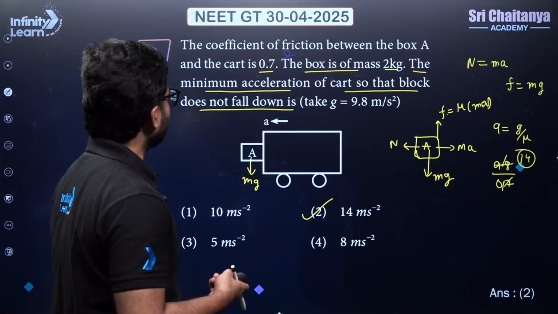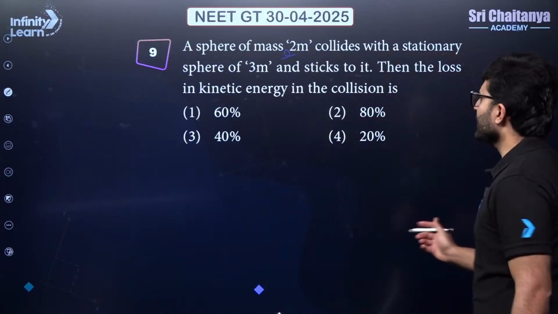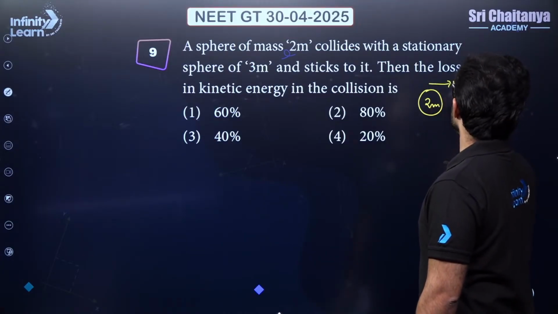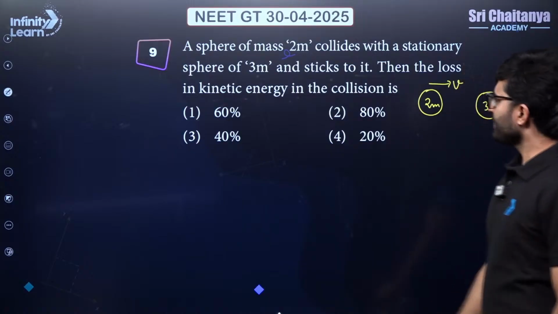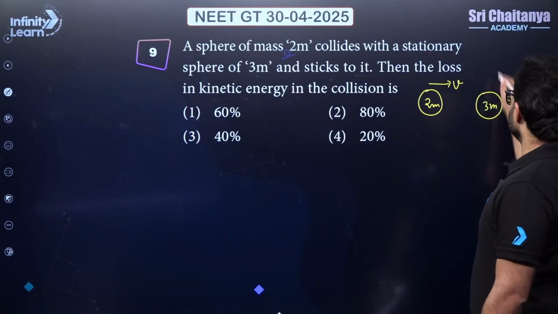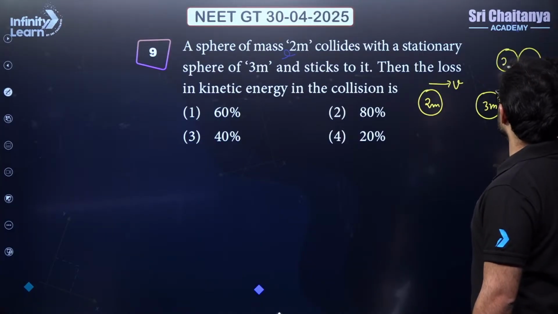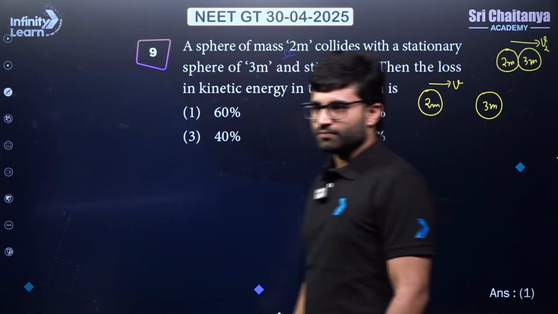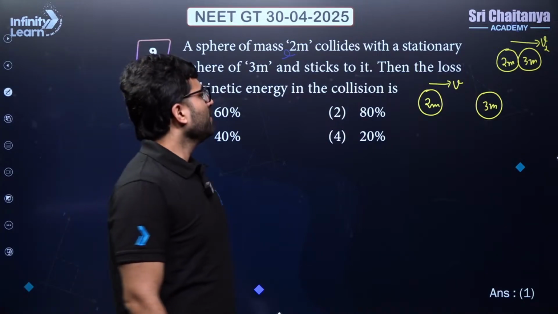Let's move ahead. A sphere of mass 2m collides with a stationary sphere of mass 3m. So we have a 2m mass which is moving with some velocity. It is colliding with a stationary mass. So this mass is stationary and when it collides, it sticks to it, which means that now both are moving together. Let's say they are moving with some velocity v2. Yeah, 14 is correct.